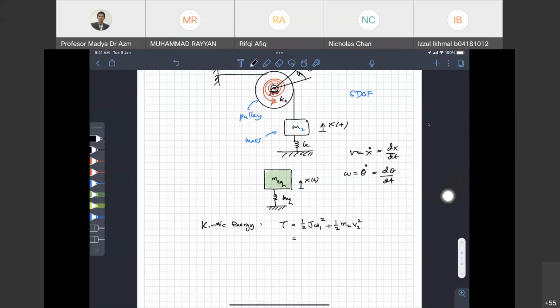So then we say the reference is x dot, right? So everything must be in x dot. So a half J, what is omega? Omega is theta dot, plus a half m2 v2, which is x dot square.